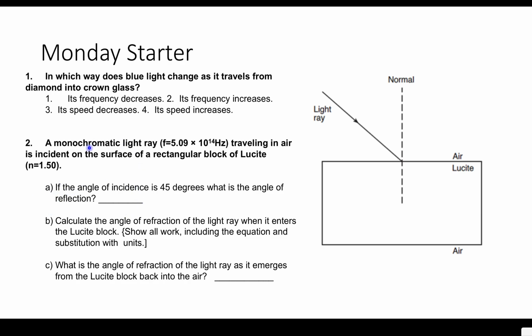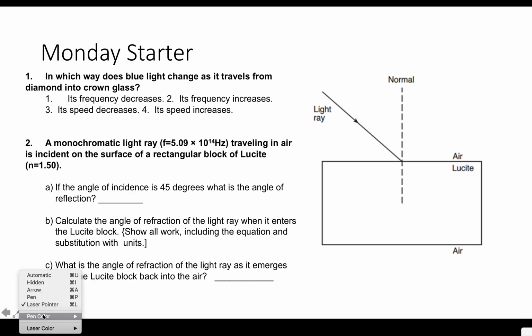Number 2, monochromatic light ray means it's a single color. Polychromatic would be white light. It's traveling from air into lucite, and lucite is more dense, so we should right off the bat say it's going to bend closer to the normal. If the angle of incidence is 45 degrees, what's the angle of refraction?